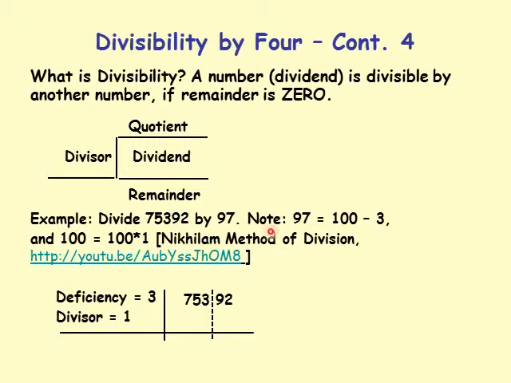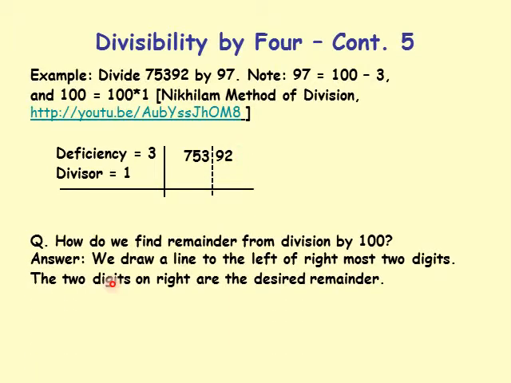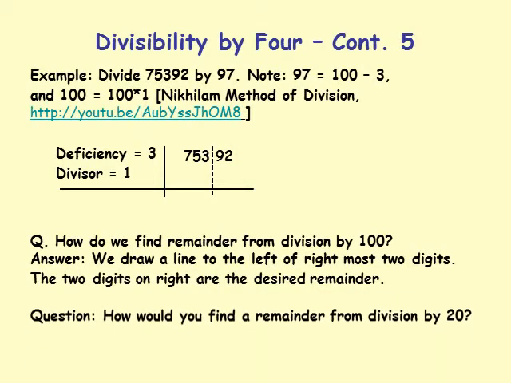Okay, let's continue. So to divide by 100, we draw a line to the left of 2 digits, and the remainder is the digits on the right. Now, how do you find the remainder from division by 100? We draw a line to the left of the rightmost 2 digits. The 2 digits on the right are the desired remainder, which would be less than 100.